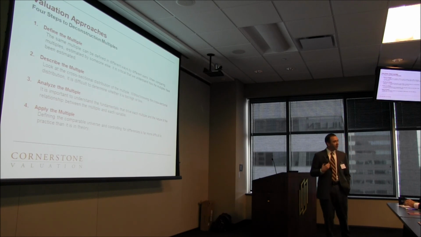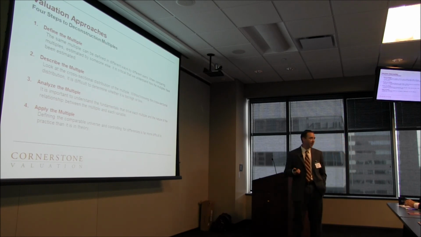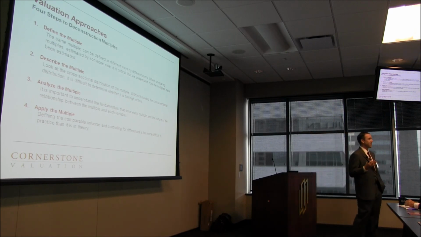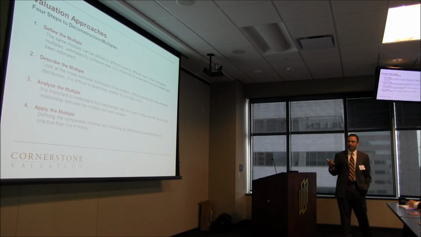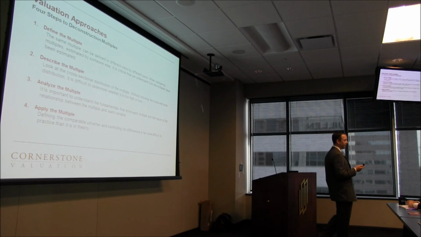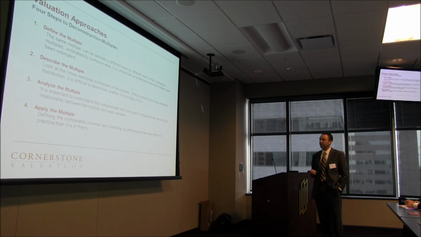Oftentimes, when I look at prices at which companies are trading at, I'll look at the distribution of EV to EBITDA or EV to sales, just to see how those multiples are distributed. If you don't look at the cross-sectional distribution of how these multiples are distributed, then it's really hard to say whether a particular company is trading high or low. So it's a good idea to look at the cross-sectional distribution.